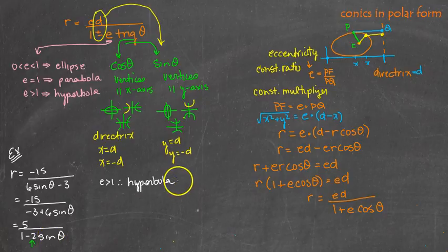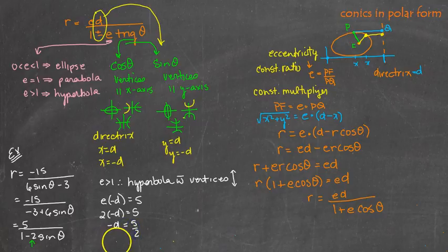And because it's a sine function, it has vertices, let's say, that way, on a vertical axis. And d is buried in this numerator. ed equals 5, so I know ed, but d is negative. But e is 2, right there, e is 2. So 2 times negative d equals 5. So negative d equals 5 halves. So d equals negative 5 halves.